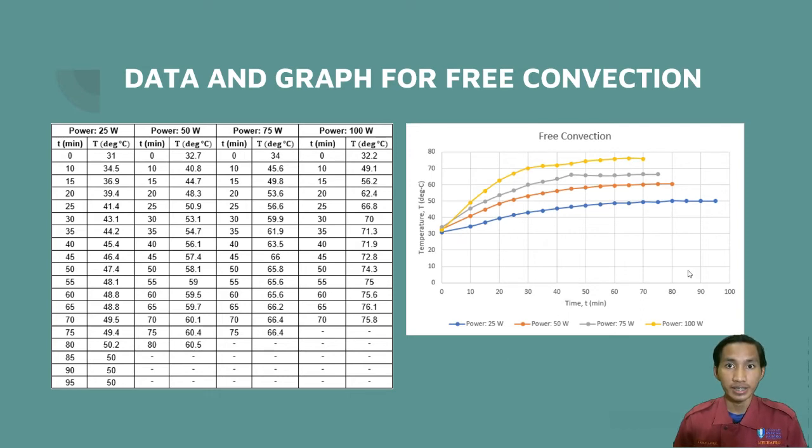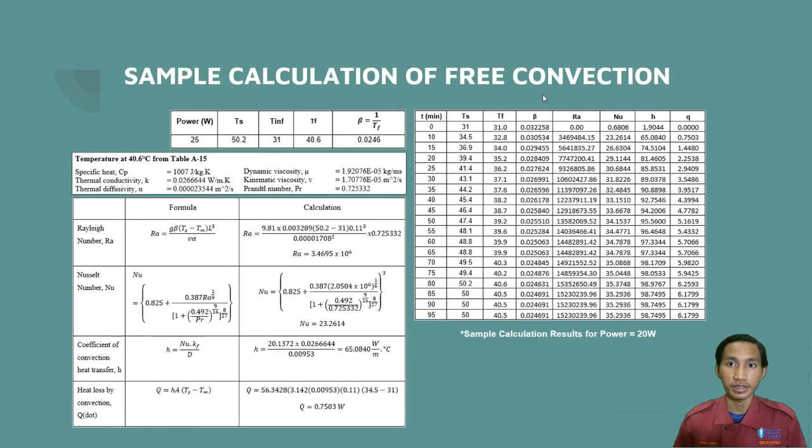Next, this is the sample calculation of free convection for power of 25 watt. So, first thing is we need to get the properties value at the temperature of 40.6 Celsius from table A15. Then, there are 4 different formulas that we needed to use in order to find the value of heat loss by convection. So, we substitute all the properties values and recorded the results in this table. So these are the calculation results for power of 25 watt.